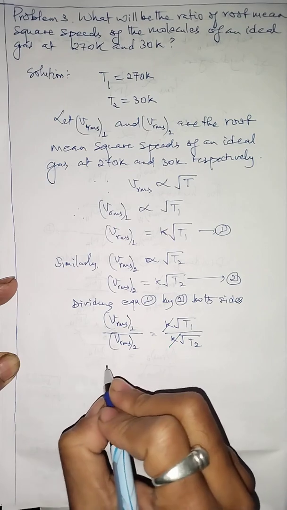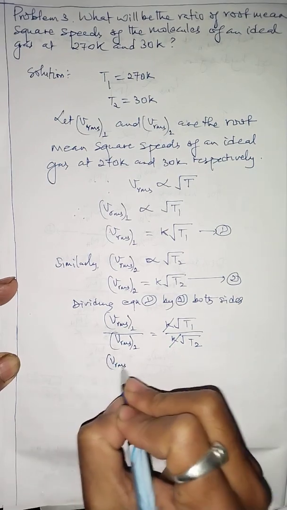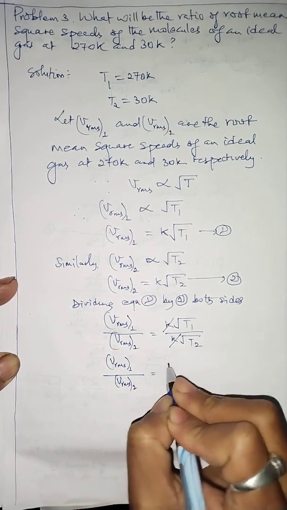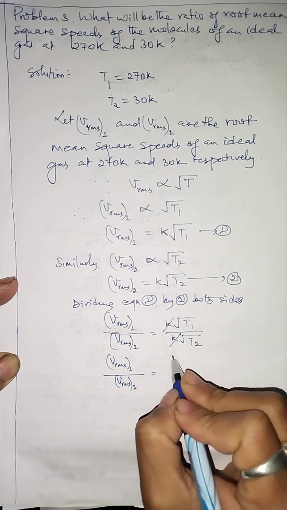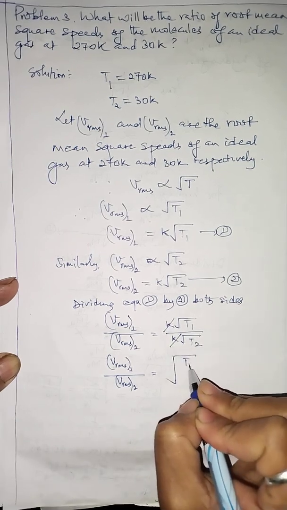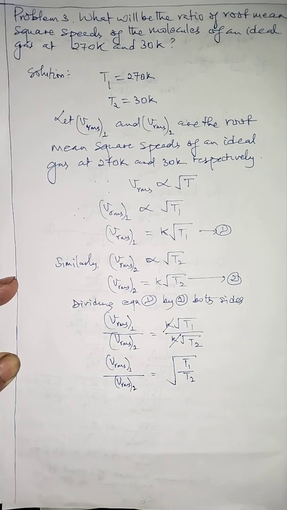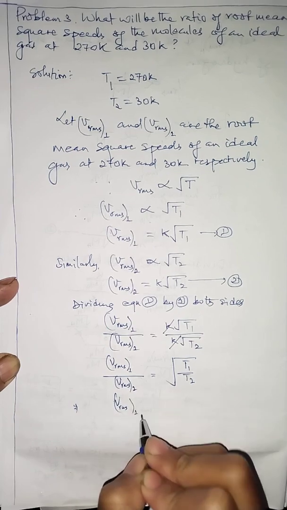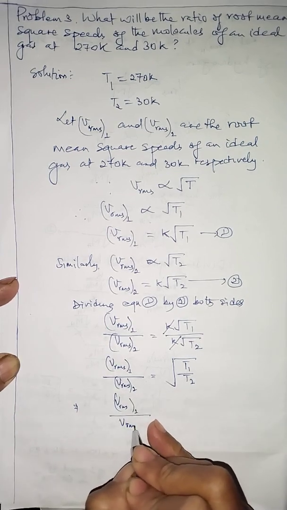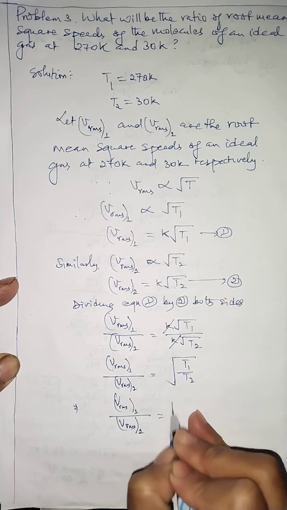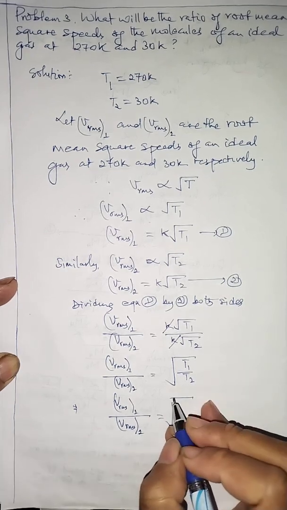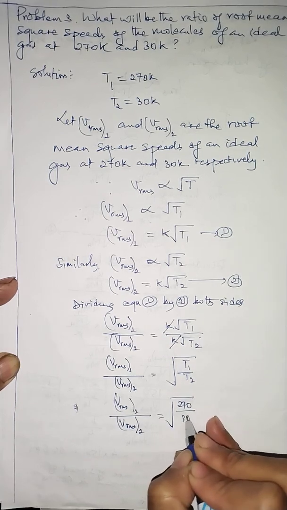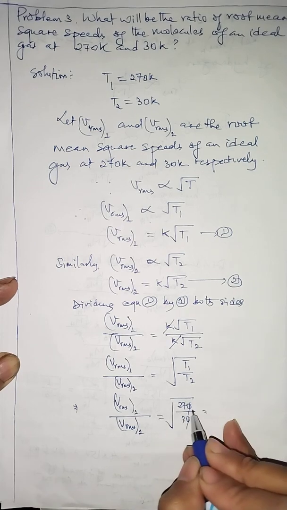Now the ratio is V_RMS1 by V_RMS2 equals square root of T1 by square root of T2. This can also be written as the whole square root of T1 by T2. Now let's substitute the values. V_RMS1 by V_RMS2 equals square root of T1 by T2, where T1 is 270 and T2 is 30. So the zeros cancel out.